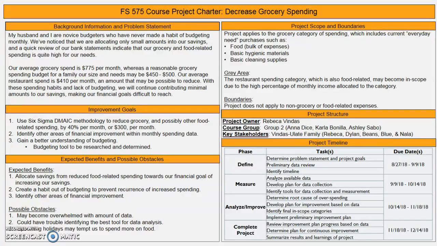In the analyze and improve phase, I'm going to really be determining that root cause for that overspending, developing a plan and implementing that plan. And finally, to complete the project, I'm going to review that plan progress based on the data that I get. I'll summarize the results and hopefully develop a plan for continuous improvement.